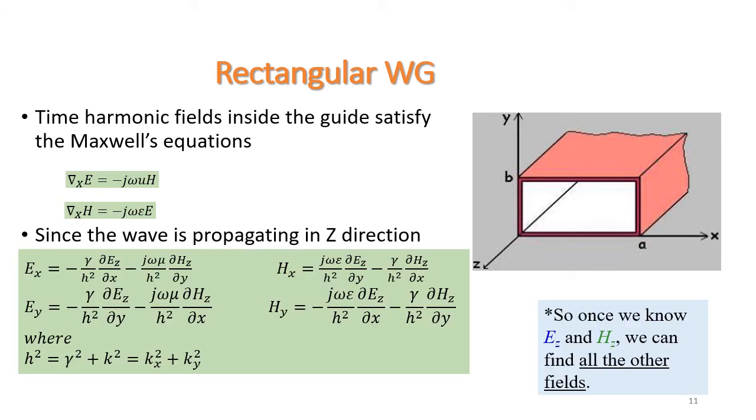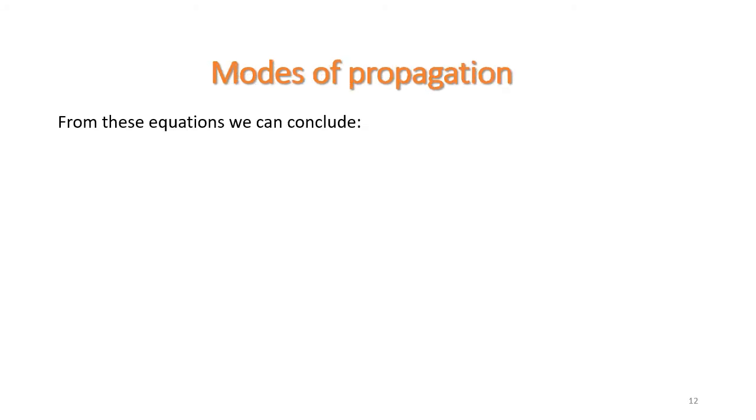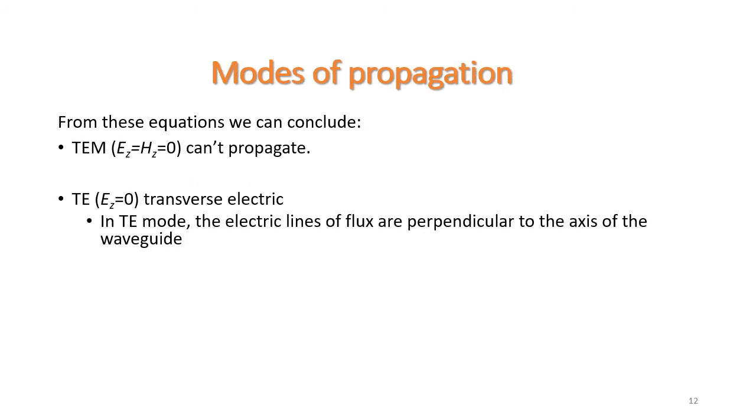So once we know Ez and Hz, we can find all other fields. From these equations we can conclude that TEM mode can't propagate. TEM mode is not available inside the waveguide, because if we have Ez and Hz both equal to 0, all components Ex, Ey, Hx, Hy will be 0. So no TEM propagation is possible inside the waveguide.